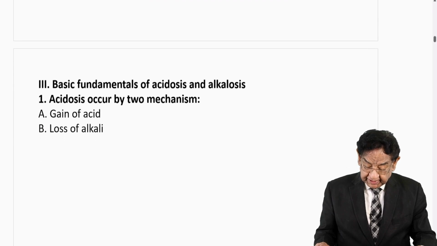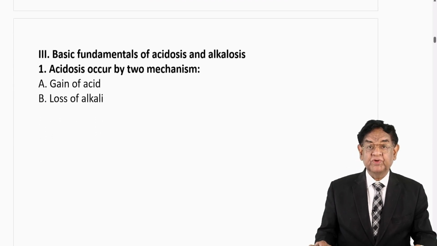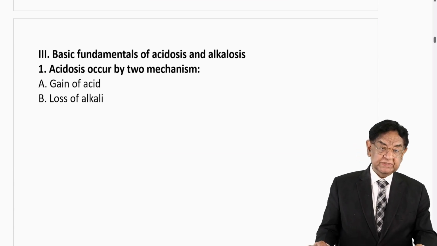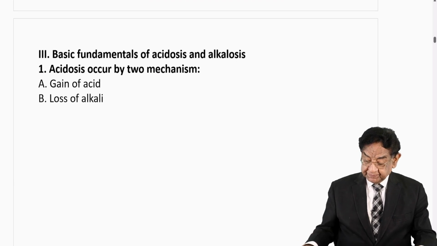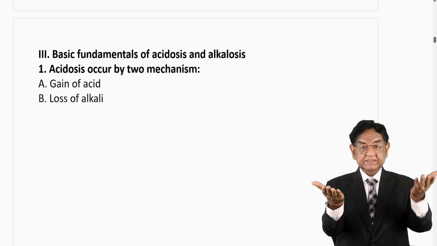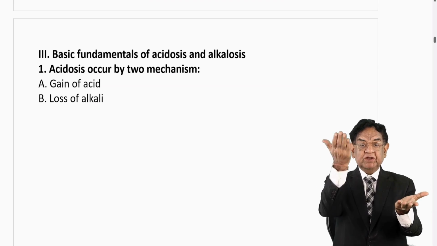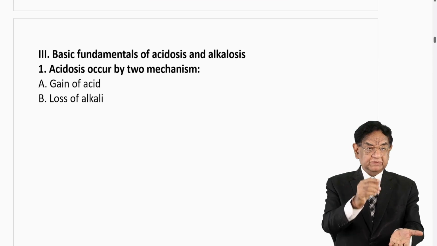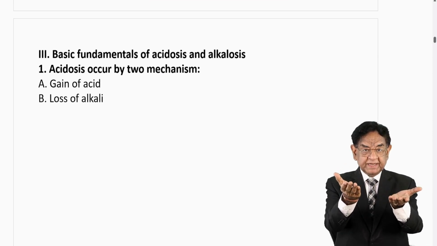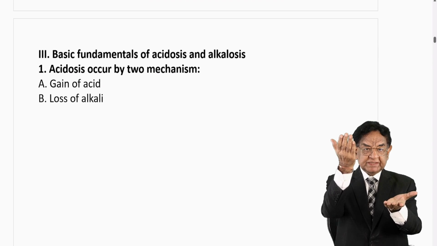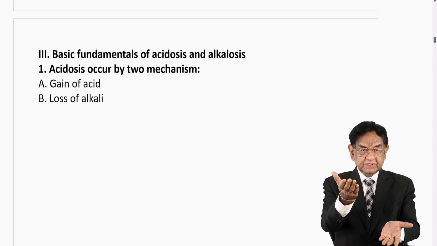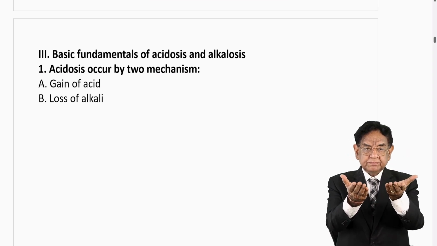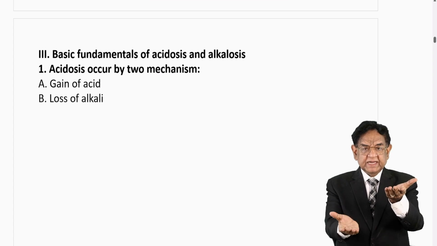Well, now having learned the basic normal values, let me discuss the fundamentals of acidosis and alkalosis. This is acid, this is alkali. Gain of acid is acidosis. Loss of alkali is acidosis. I repeat again: gain of acid is acidosis, loss of alkali is acidosis. Similarly, alkalosis: gain of alkali is alkalosis, loss of acid is alkalosis.